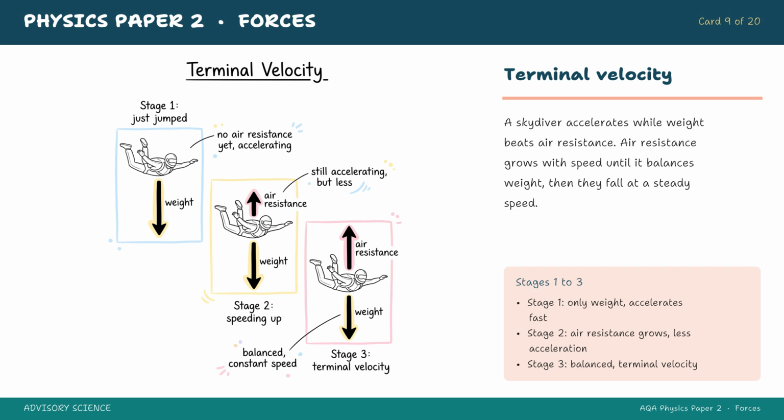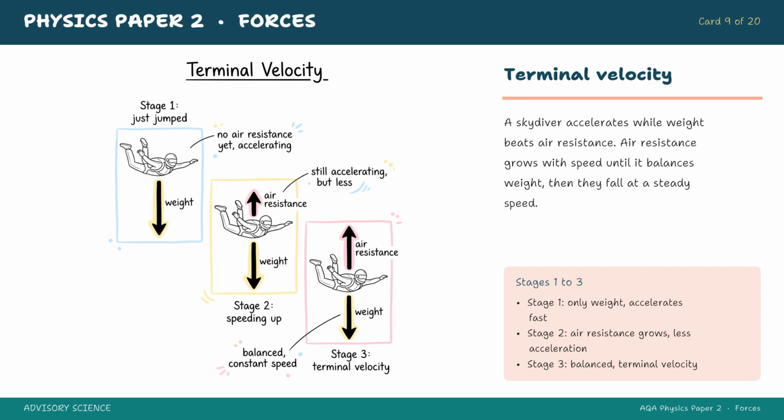The moment the skydiver steps out of the plane, the downward pull of gravity, their weight, is the main force. There's zero upward air resistance yet. The forces are not balanced, there's a large downwards leftover force. Because the forces are unbalanced, the skydiver accelerates rapidly in the downward direction.